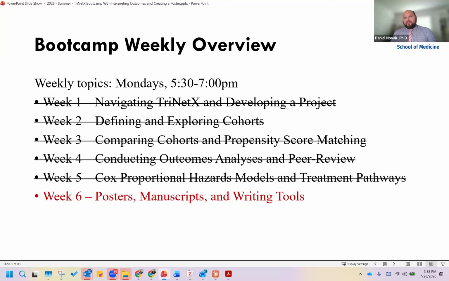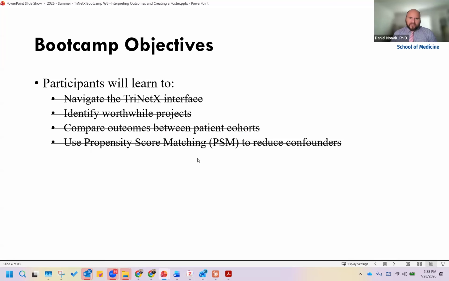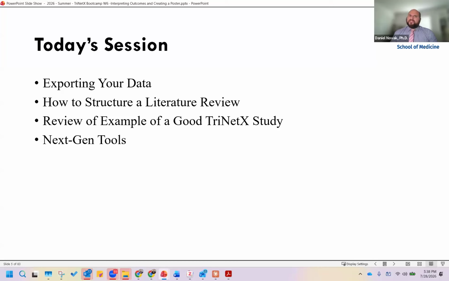You can see we've made it pretty far along the way so far, and we are getting closer to the end of our series. We've made it through most of our major objectives, and we are now in some of the wrap up components, but things that are hopefully going to make your life a little easier. Talk about exporting your data, how to structure literature review, review of a good TriNetX study, and some next gen tools that will help you along your way.